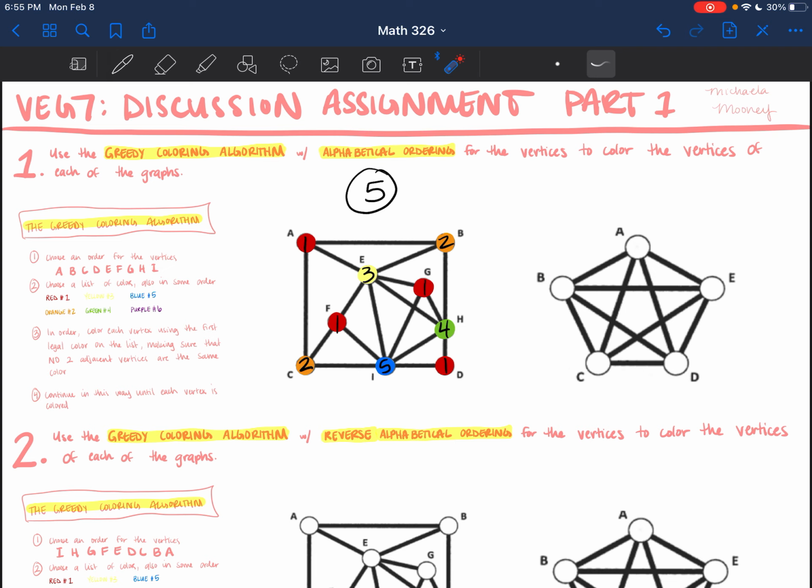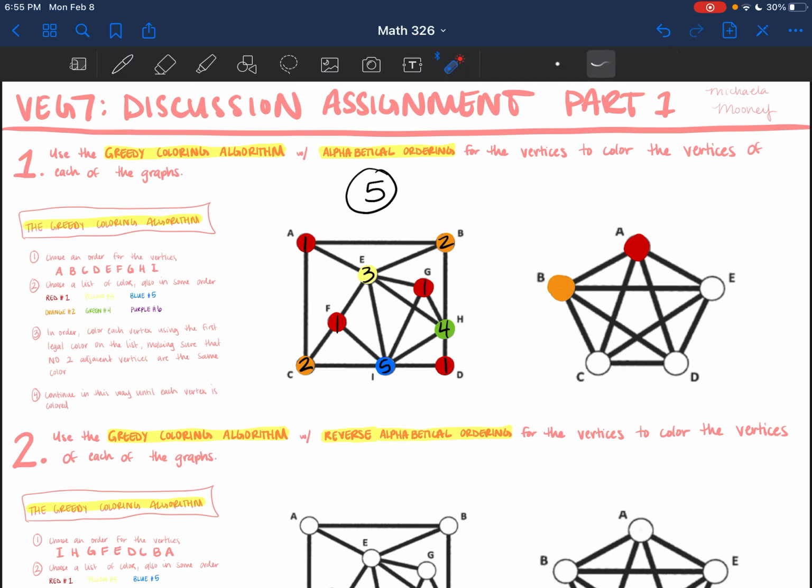We're going to use the same exact greedy coloring algorithm, same order of the vertices, same order of the colors, same exact colors. So we're going to start with A, and there's no other color on the graph, so we're going to use our first legal color, which is red, for A. And then after A, we look at B. B is touching A, so that means red is no longer a legal color, so we have to go on to our second color, which is orange.